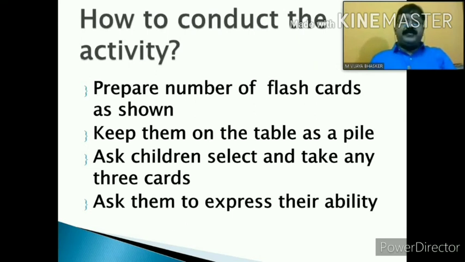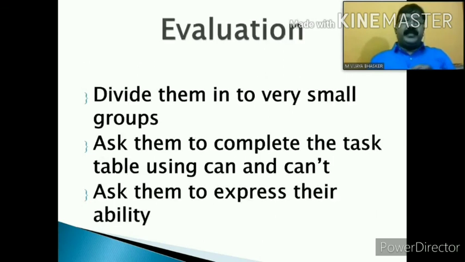Now ask them to express their ability based on the picture and the action written on the flashcard. I can run, I can jump, I can't fly, I can't drive, I can't swim, I can run, I can read, I can't write. Like this, allow the children to say more and more expressions to reinforce your expression.